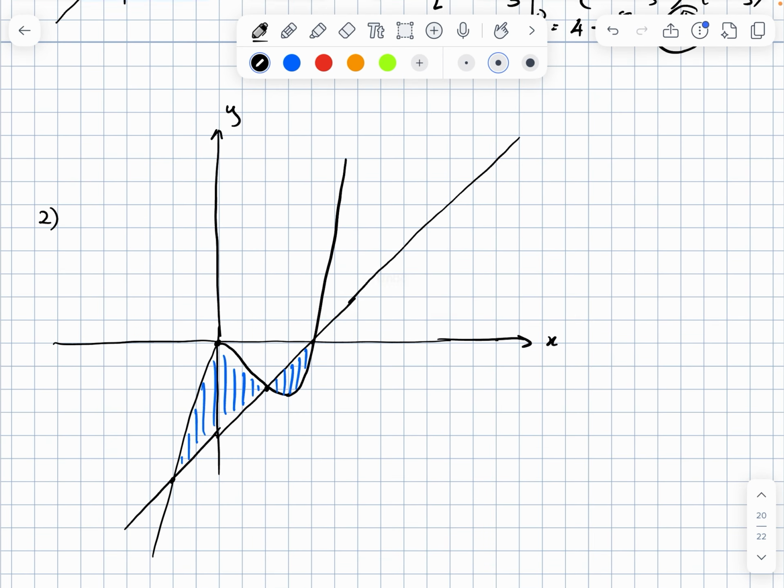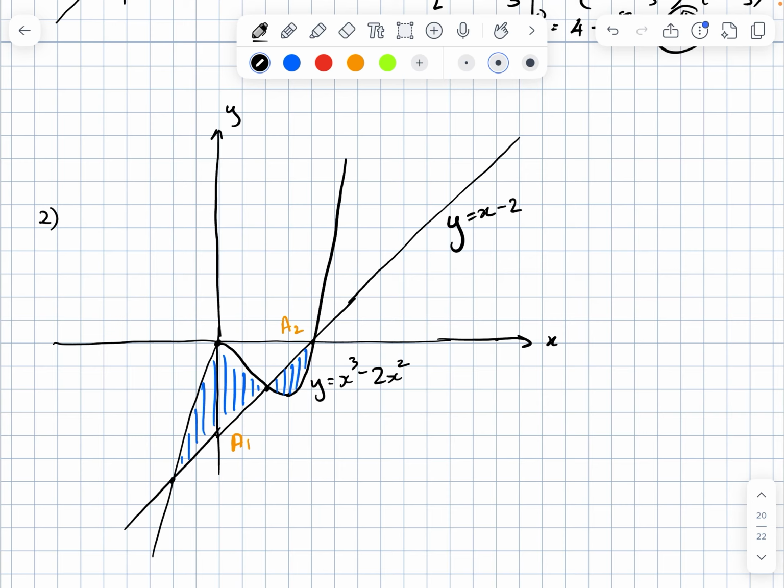Number 2. We have these two graphs, and we're told that the straight line is y equals x minus 2, and the cubic is y equals x cubed minus 2x squared. Now there are two separate areas going in here. There's the first area, which I'm going to label A1. That's where the cubic is on top and the straight line's at the bottom. And the second area, which I'm going to label A2, which is where the straight line is on top and the cubic's on the bottom.